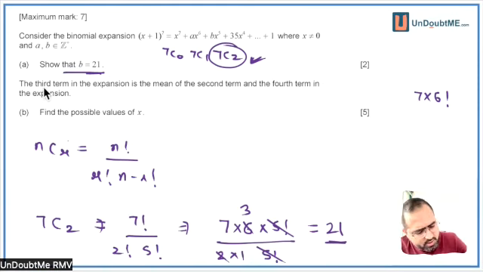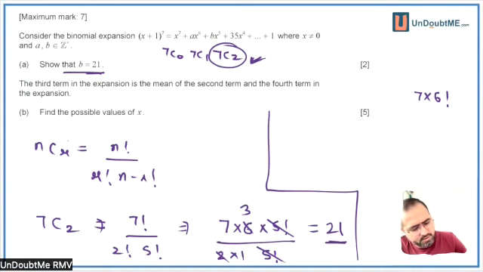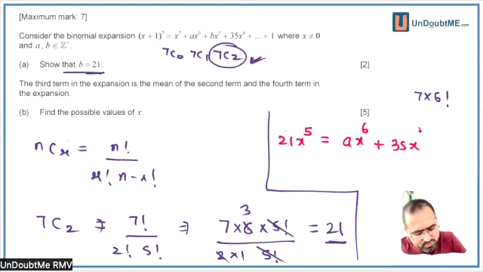Moving on to the next part. The third term in the expansion is the mean of the second term and fourth term. The third term in the expansion is bx to the power 5. In fact, I have the value of b now. So 21x to the power 5 is the mean of the second term, which is ax to the power 6, and 35x to the power 4, over 2. We need to find a also.